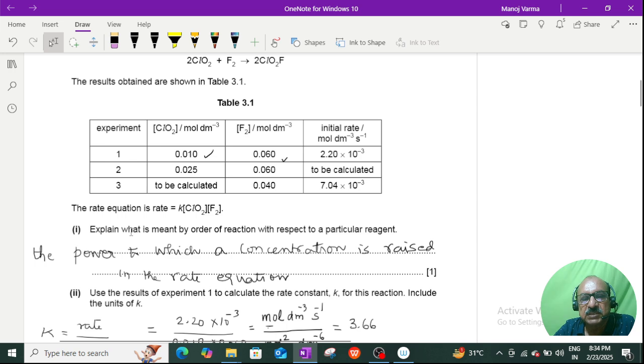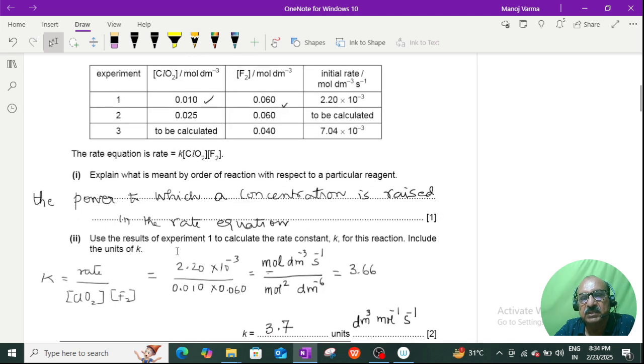So the first part of the question is explain what is meant by order of reaction with respect to a particular reagent. And this is a simple question. The order of reaction is simply the power to which a concentration term is raised in the rate equation. So this being the rate equation, the concentration term here is raised to the power of 1, so it is first order with respect to ClO2.